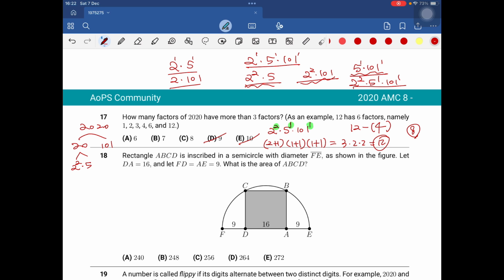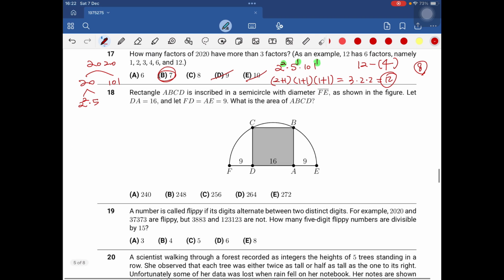I think so. Right? Because if we have only 2 to the power of 2, this is 3 factors, so we cannot have it. So now we have 7.